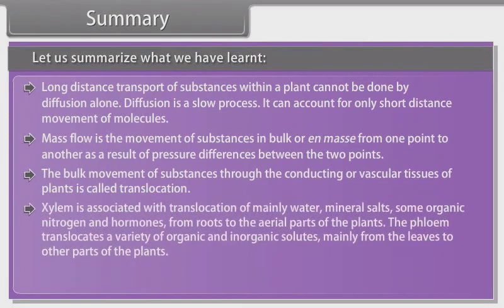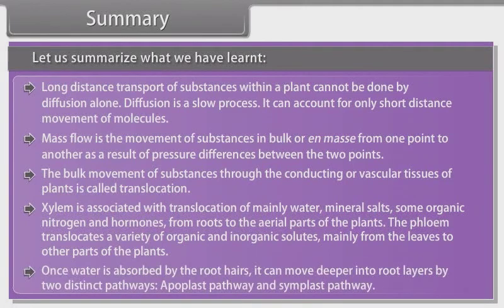Xylem is associated with translocation of mainly water, mineral salts, some organic nitrogen and hormones from roots to the aerial parts of the plants. The phloem translocates a variety of organic and inorganic solutes, mainly from the leaves to other parts of the plants. Once water is absorbed by the root hairs, it can move deeper into root layers by 2 distinct pathways, the Apoplast Pathway and the Cytoplasmic Pathway.